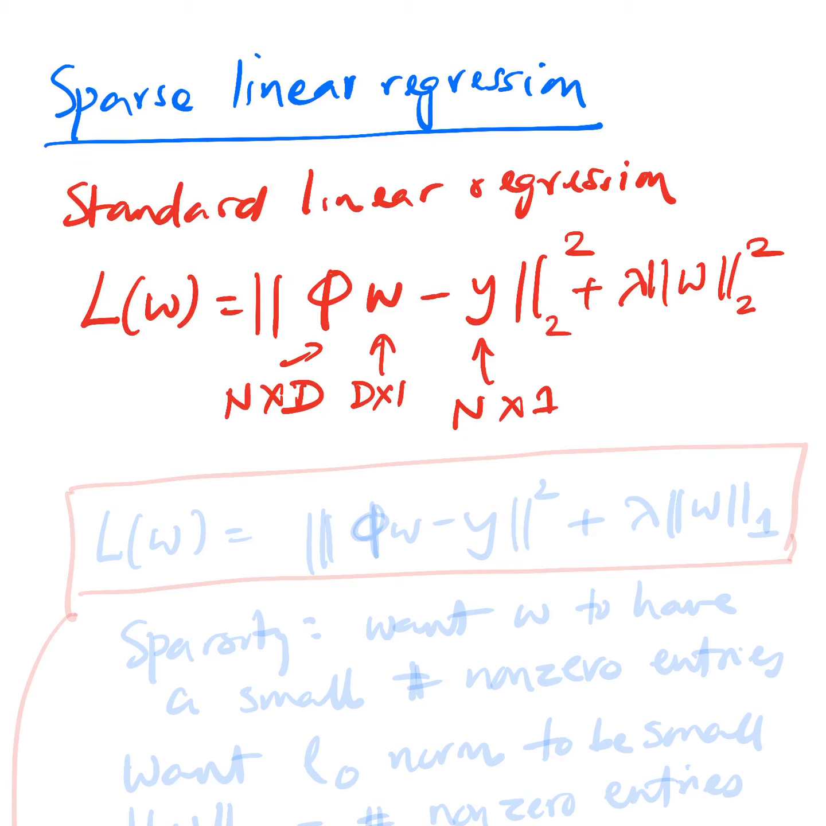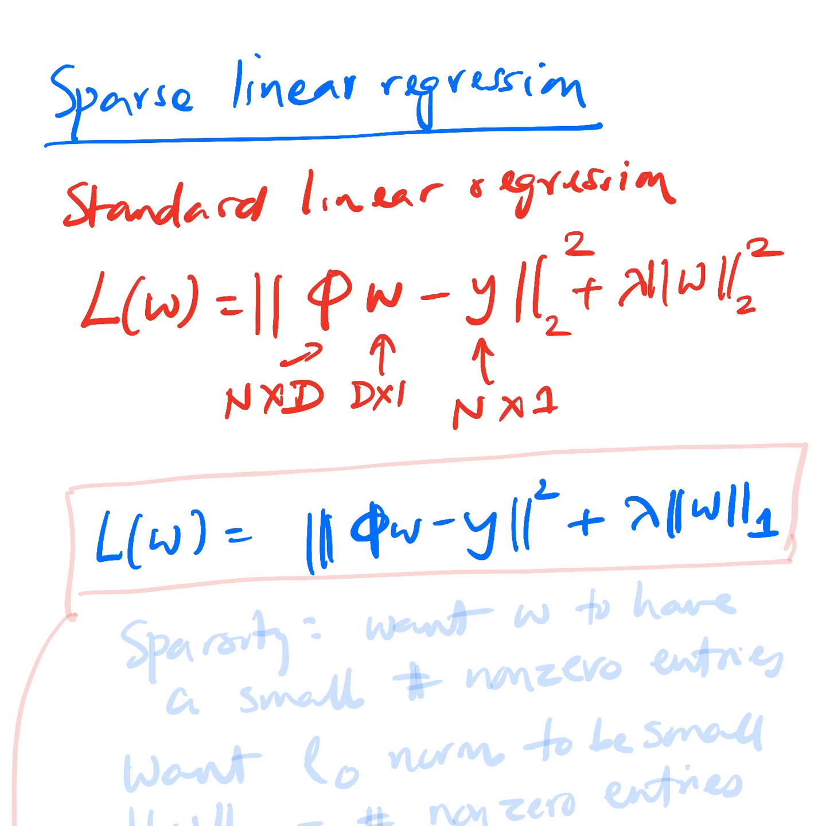So now if we want W to be sparse, then one very standard approach is to take an alternative cost function. Still I want my predictions phi W to be close to my targets y, right? I still want that, but I'll impose sparsity by taking an L1 norm constraint.